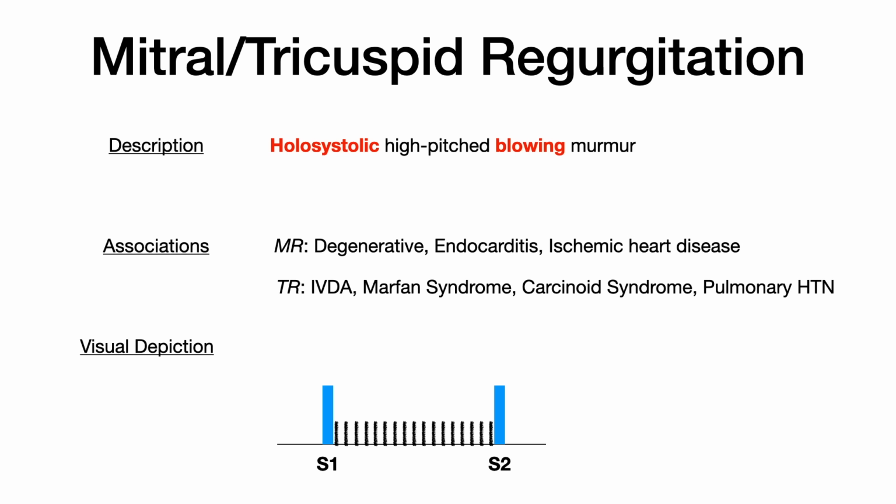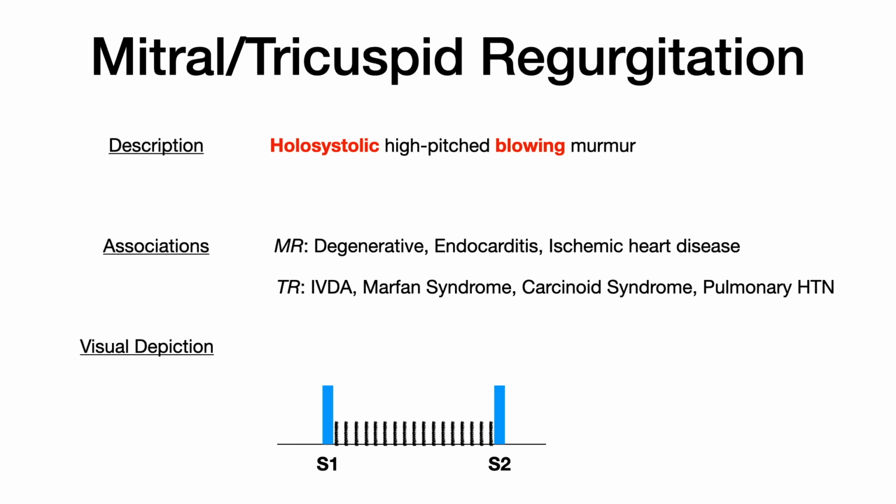So these are both described as holosystolic, high-pitched blowing murmurs. Holosystolic: holo, all; systolic, systole. So this happens continuously throughout all of systole. And if you look down at the bottom of the slide at the visual depiction, the amplitude of sound doesn't change. So the volume is going to be roughly the same throughout the entire murmur.